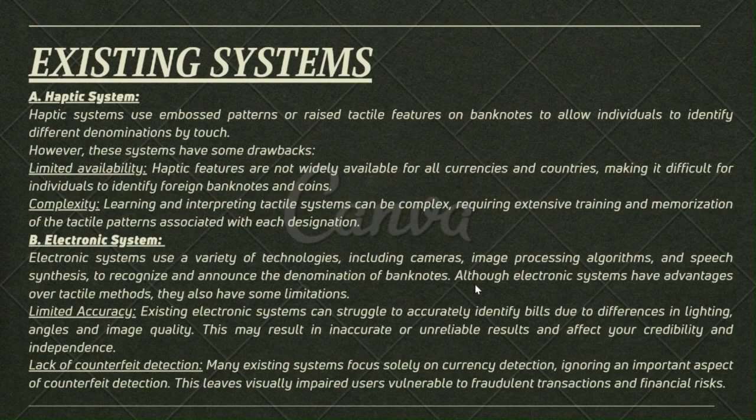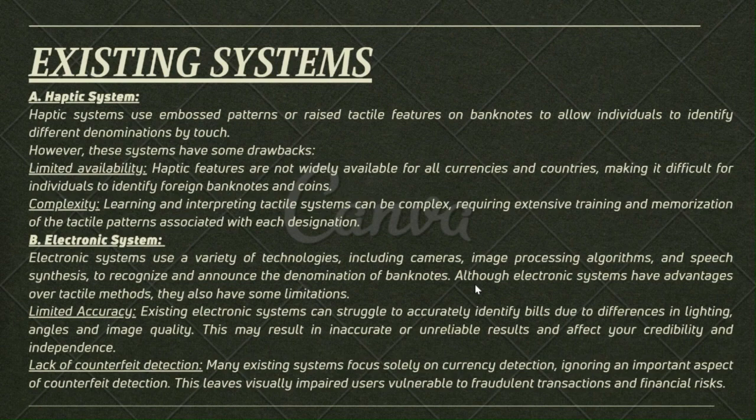So, existing systems. We identify two types of systems. The first one is the haptic system. Haptic systems use patterns on the banknotes to identify different denominations by touch. However, they have some drawbacks like limited availability. Every note cannot have a special kind of feature to identify by touch. Also, they kind of feel complex.